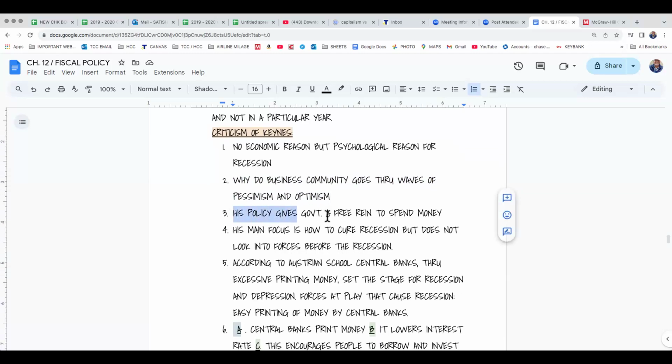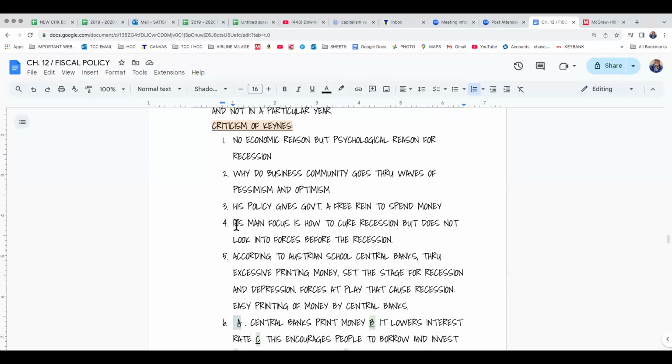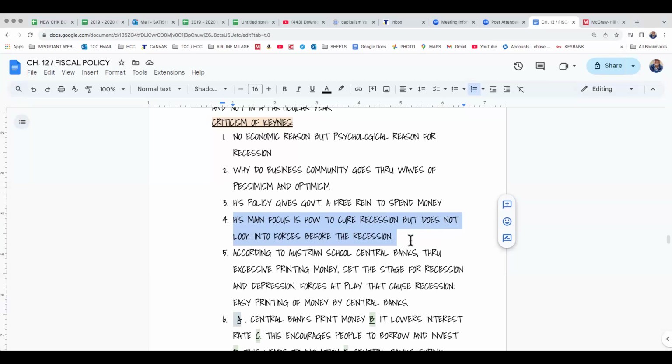His policy gives government a free rein to spend money. Because politicians say, hey, if we're going to spend money, we're going to create jobs. So this money is being spent to create jobs, you know, for citizens' benefit. His main focus is how to cure recession, but he does not look into the forces before the recession. All he says is that they become pessimistic.